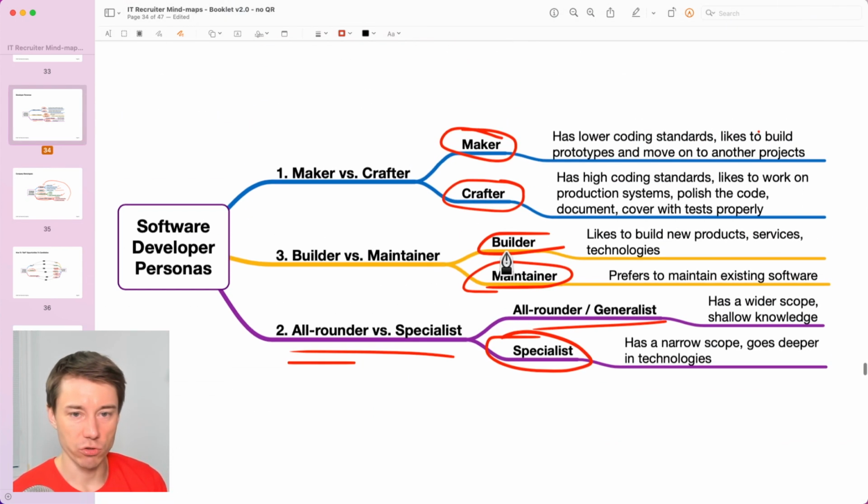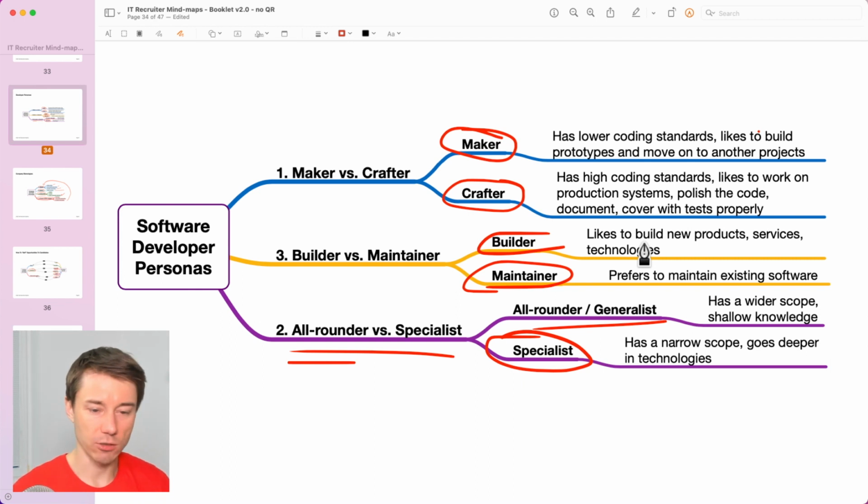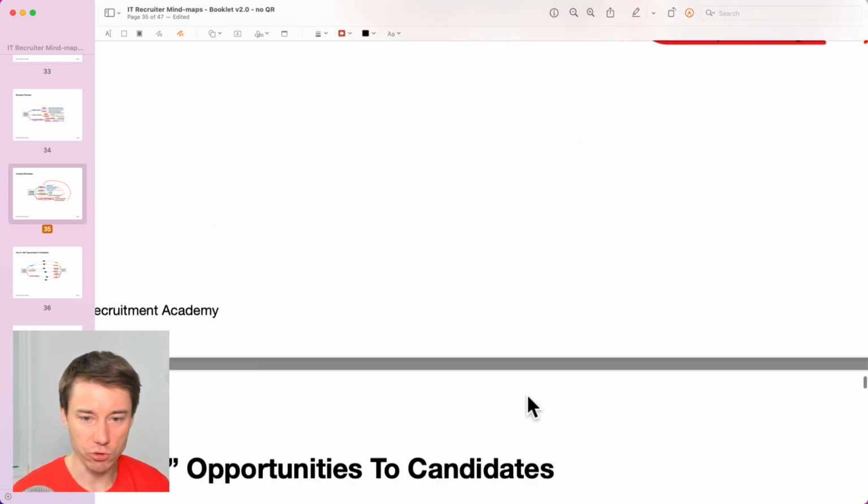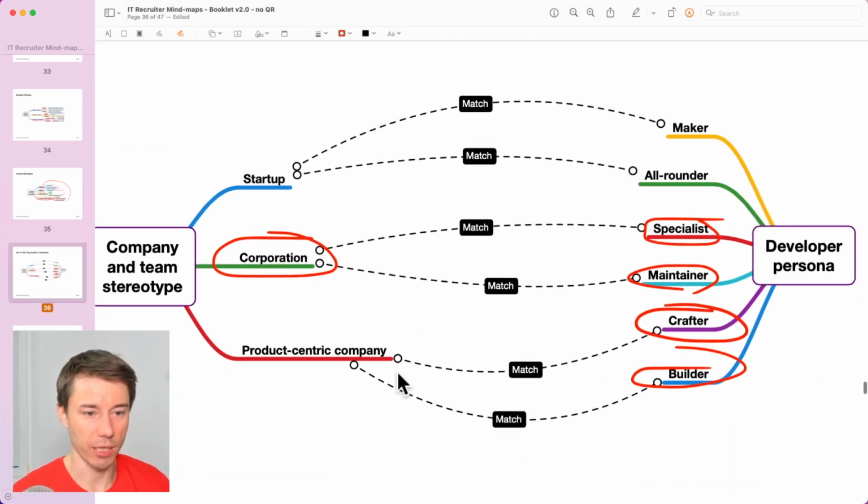So as a reminder, builders like to build new products, new services, new technologies, bring new products to the market. So these are the builders, and the product-centric company could be a really good place for them to be at. Or the agency, for example, could be a good fit for all-rounders, for people who are keen to hop from one project to another every few months. So yeah, I hope by now you see how to think about it.